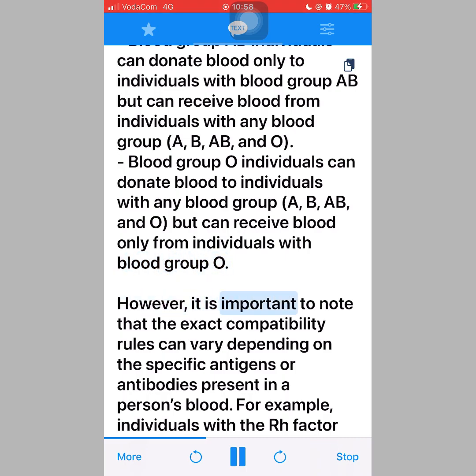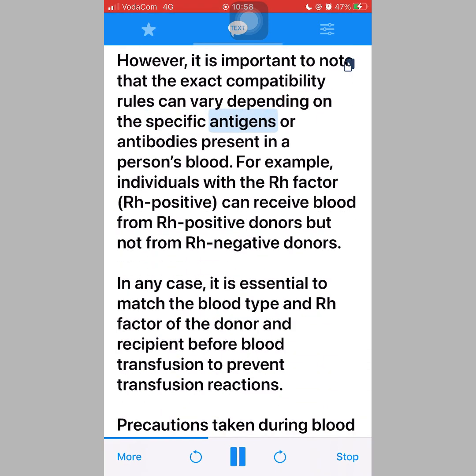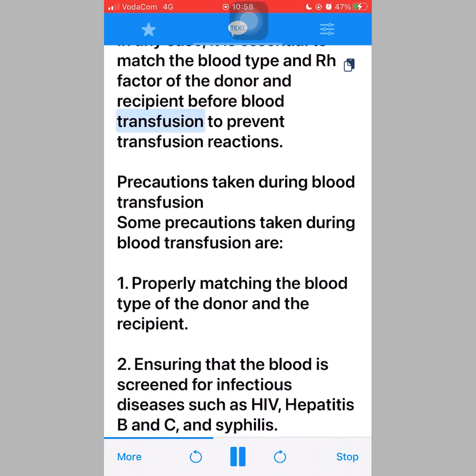However, it is important to note that the exact compatibility rules can vary depending on the specific antigens or antibodies present in a person's blood. For example, individuals with the Rh factor, Rh positive, can receive blood from Rh positive donors but not from Rh negative donors. In any case, it is essential to match the blood type and Rh factor of the donor and recipient before blood transfusion to prevent transfusion reactions.